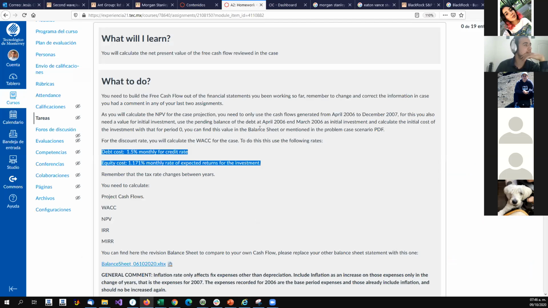So here I was telling you, as you calculate net present value for the projection, you need to only use the cash in for that. For this, you also need a value for initial investment. Use the outstanding balance of debt at April 2006 and March 2006 as initial investment. That's what I was telling you, and you can find the value both in the balance sheet or mentioned in the problem case scenario.